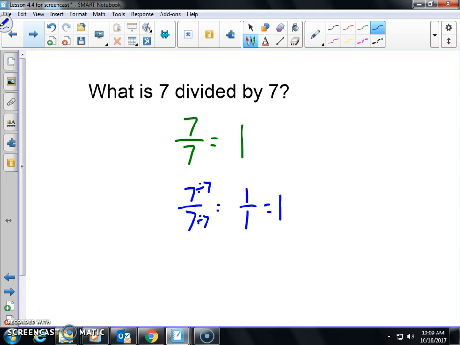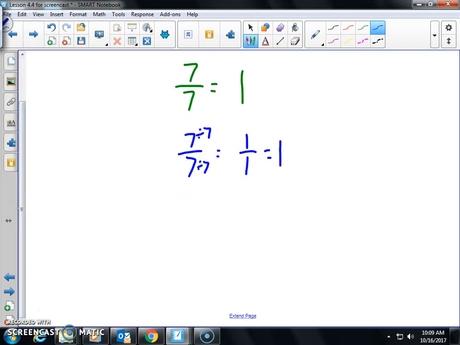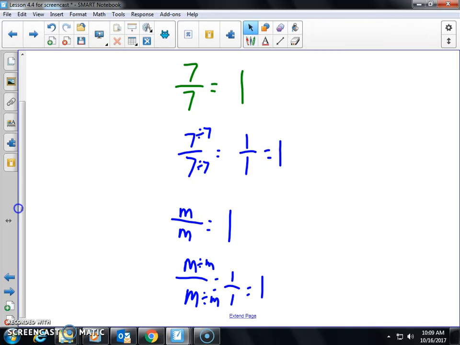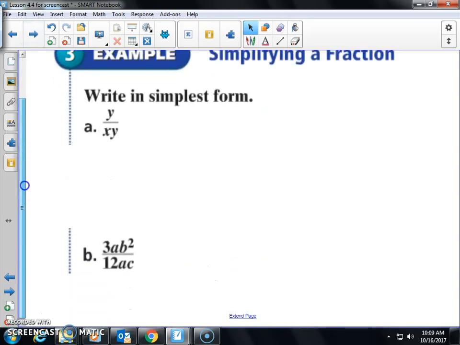And the reason we're covering that is, if we know 7 divided by 7 is 1, then m divided by m is also 1. Or you could say m divided by m is the same as 1 over 1, because if I divide the top by m and divide the bottom by m, m divided by m is 1. So 1 over 1, which we know turns into 1. So just a quick review there. We're going to need that now, because when we simplify fractions that have variables in them, it requires a little more thinking. So what we want to do is look.